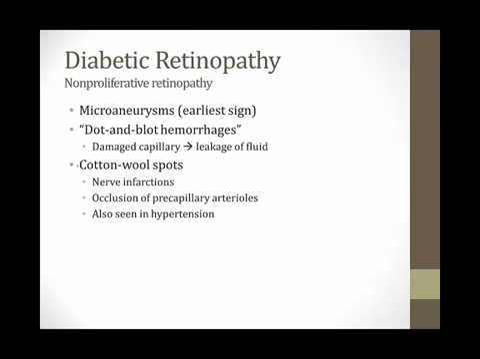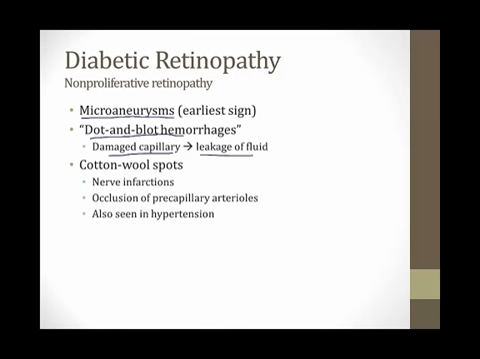The earliest sign of background retinopathy is the development of microaneurysms. These are very difficult to see on fundoscopy. They are small outpouchings of the vessels in the retina. Another finding of background retinopathy is the presence of so-called dot and blot hemorrhages. These occur when a capillary becomes damaged and it leaks some fluid, and you see small areas of blood in the back of the eye.